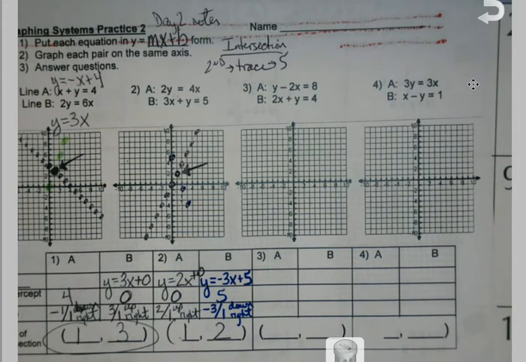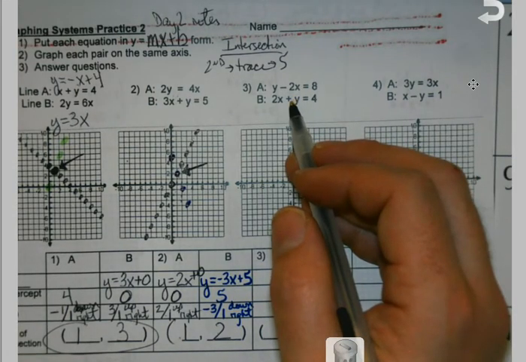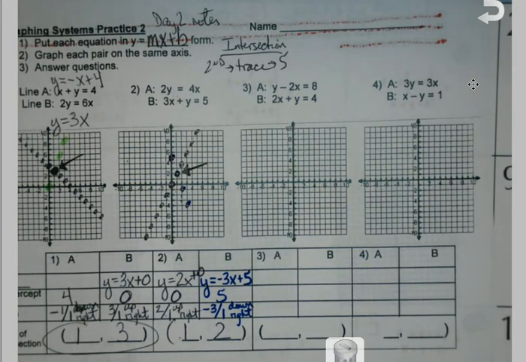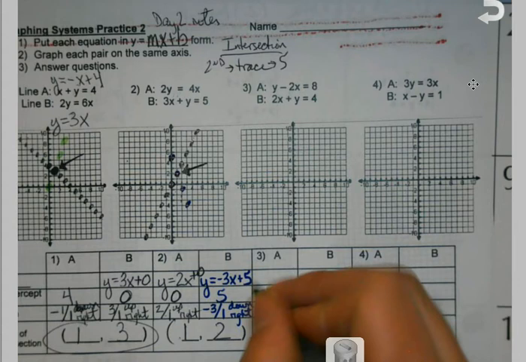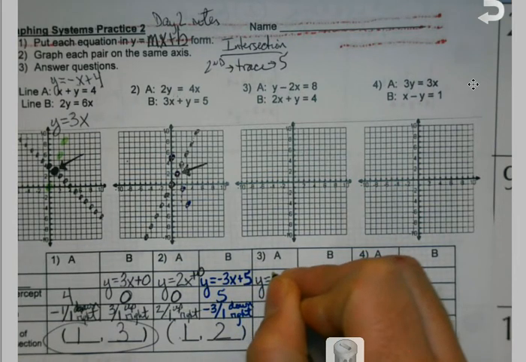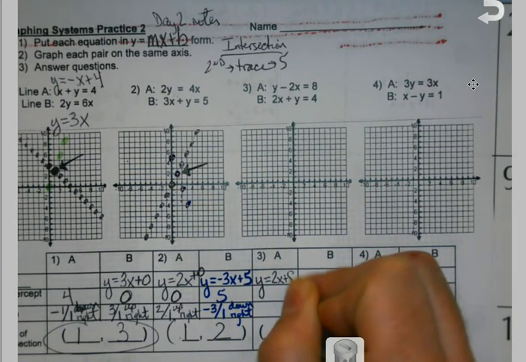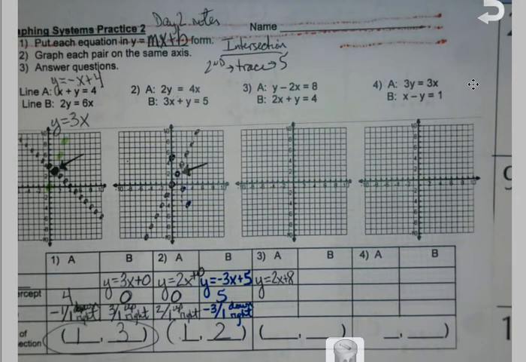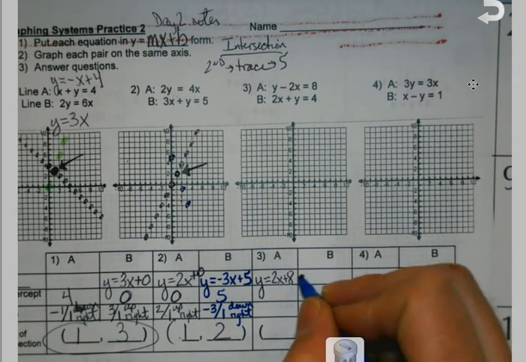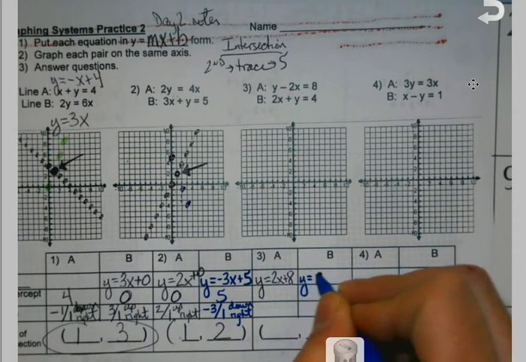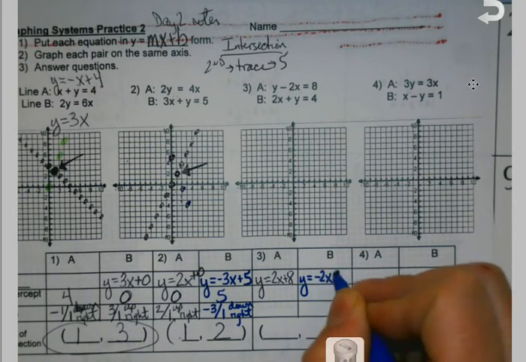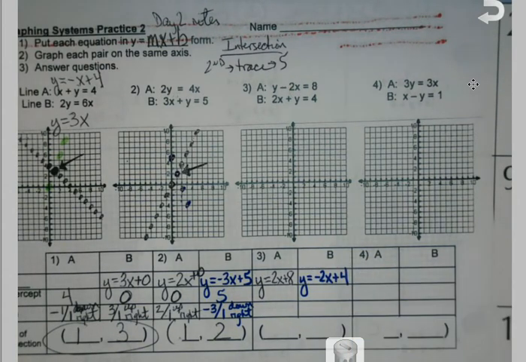So here's what I want to do on this third one. I'm going to give you the equations. I want you to try graphing them and seeing if or when they cross. So my first equation is going to be y equals 2x plus 8, because I add my 2x over. And my second equation is going to be y equals negative 2x plus 4.